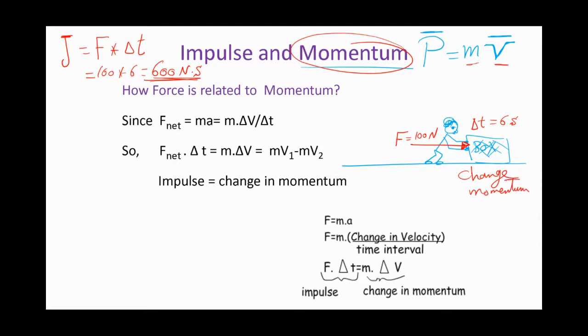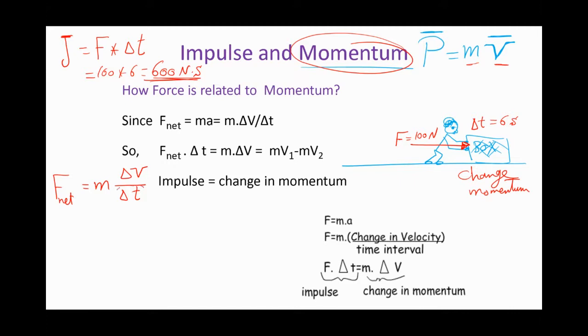So the impulse will change the momentum of the object. We need to prove that mathematically. I know from Newton's second law that the net force equals mass times acceleration, and I know that the acceleration is delta V over delta T, the change in velocity over the period.